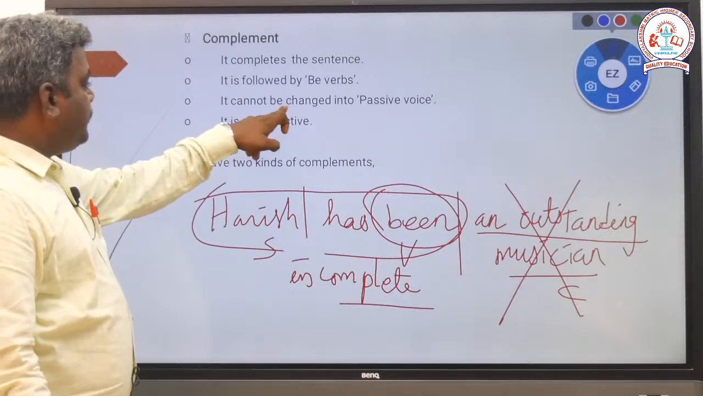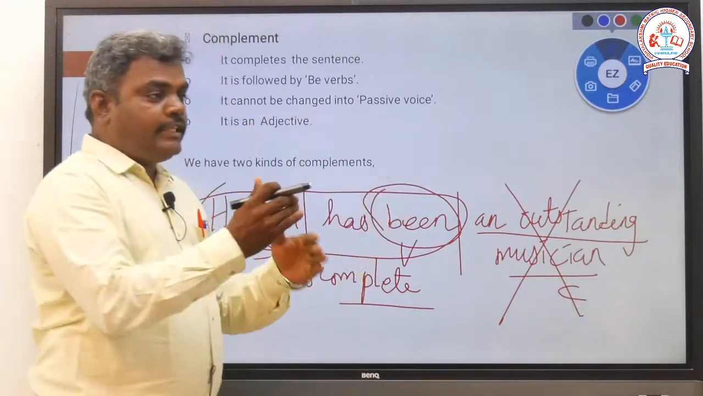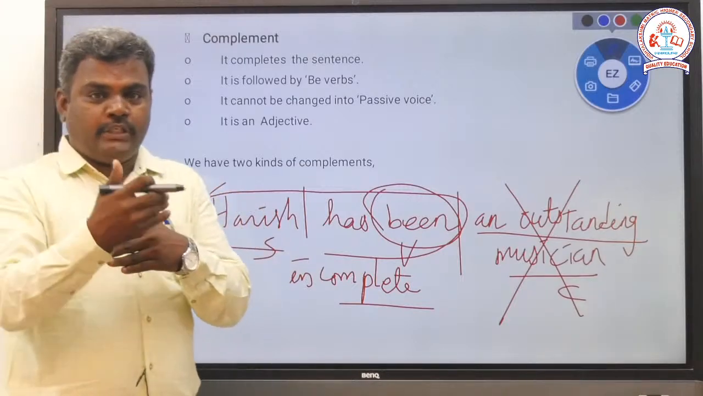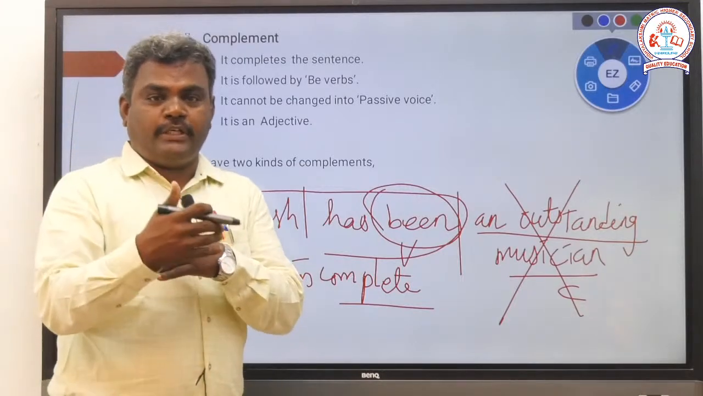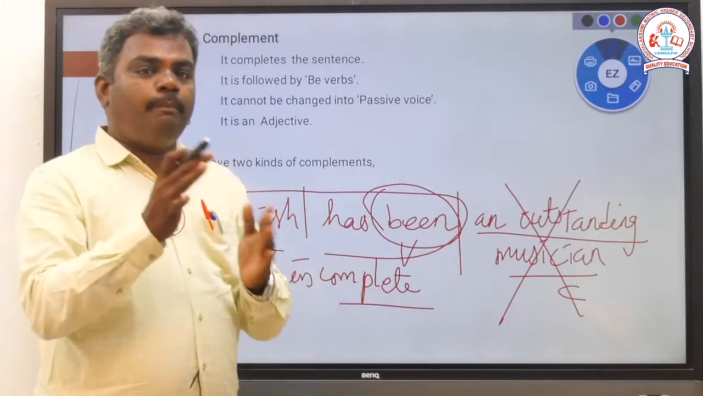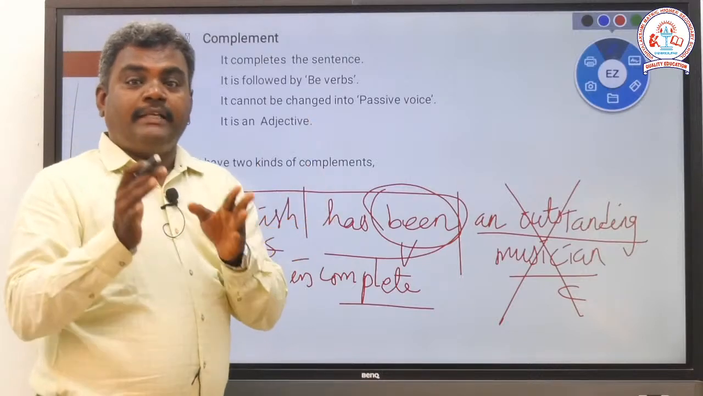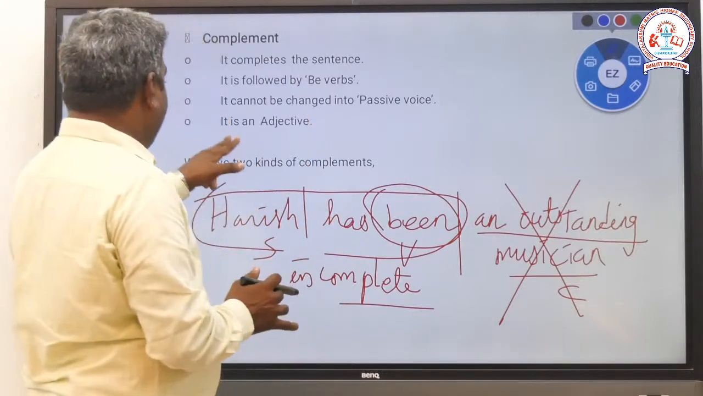Next thing is it's followed by be verbs. Next thing is it cannot be changed into passive voice. I can tell you, to change from active to passive, we must have an object. If you don't have an object, automatically it cannot be changed into passive voice. So the complement sentences won't be transitive sentences. It's an adjective.